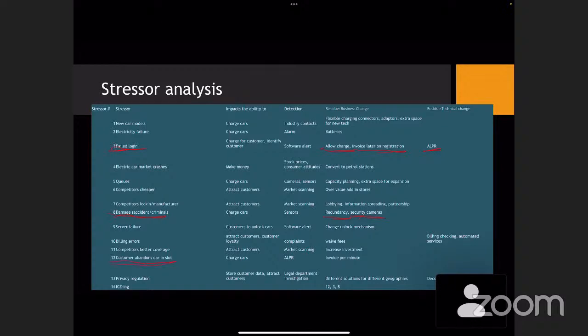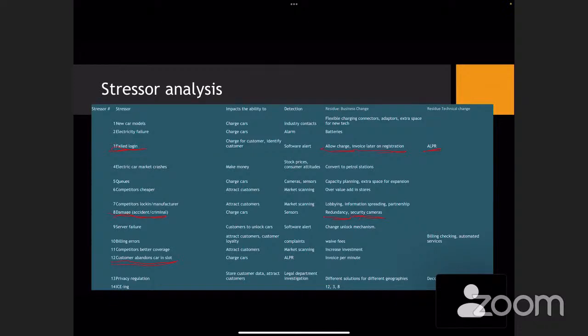The next stressor that's interesting is stressor number 12. Stressor number 12, a customer abandons their car while it's plugged in to the charger, and they go and play golf, and they're gone for a whole day. And this turns out to be a massive problem, especially if the chargers are near a golf course or a city center and people want to go shopping. And here we start to see things a little bit differently.